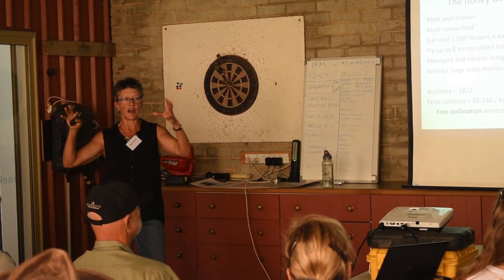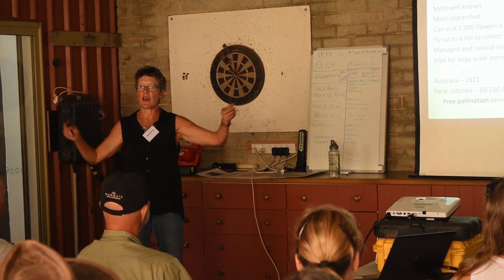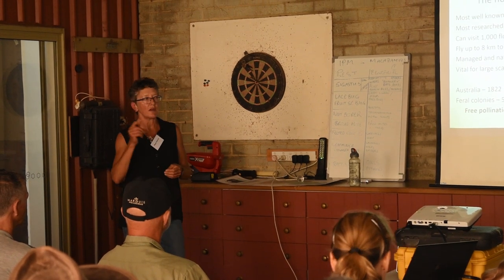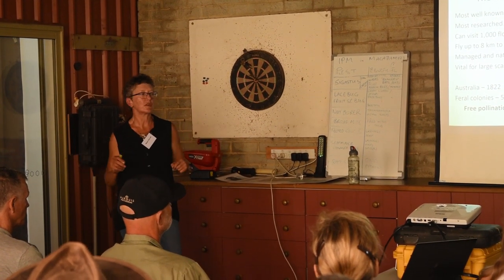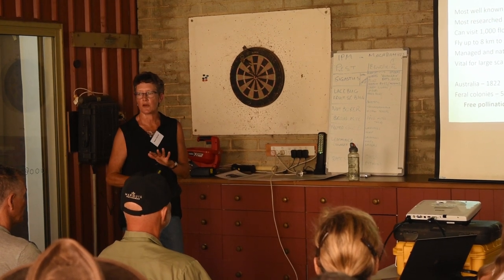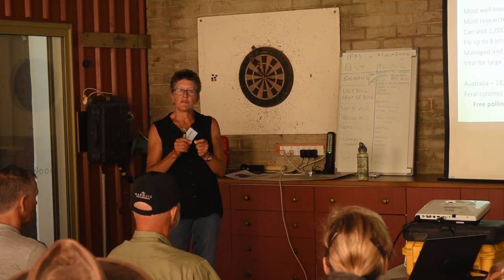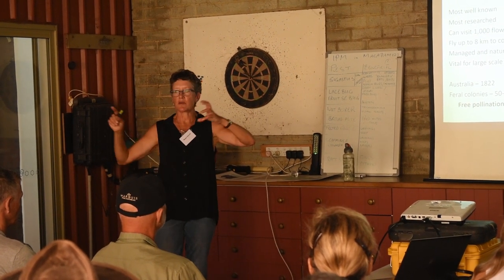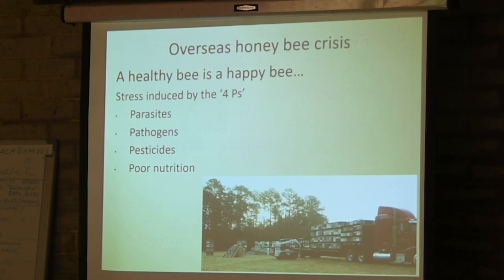So if you're lucky enough to have a crop that is near a feral colony or a managed colony, within 5 kilometres of that, that's free pollination if you've got feral bees in your area. So since 1822, they've covered the whole of the country. And there was a study done in Victoria in 1995, and they found that there were between 50 and 150 feral colonies per square kilometre in this particular national park. That's free pollination for anyone who's got crops within a 5 kilometre radius of those feral colonies. Free pollination. Overseas, they don't have that sort of free pollination because varroa mite has infested everywhere in the world except for Australia.